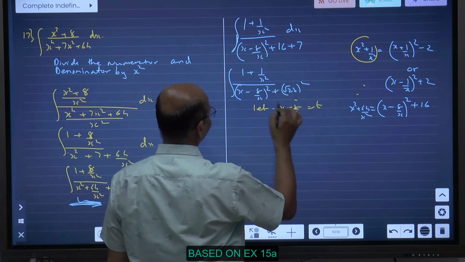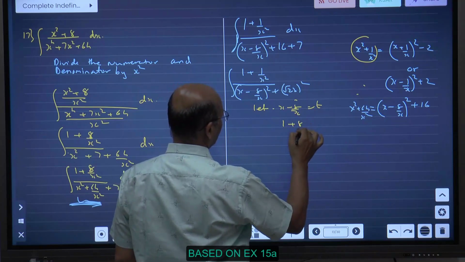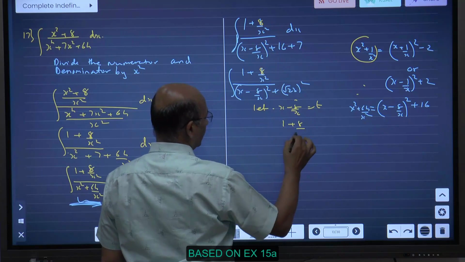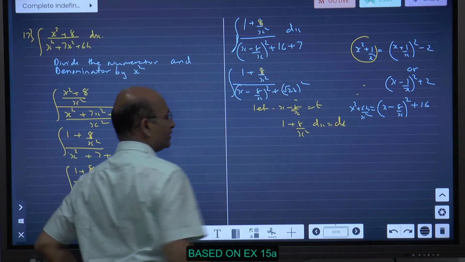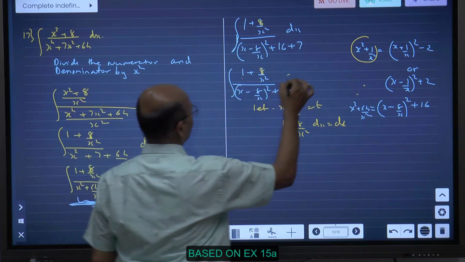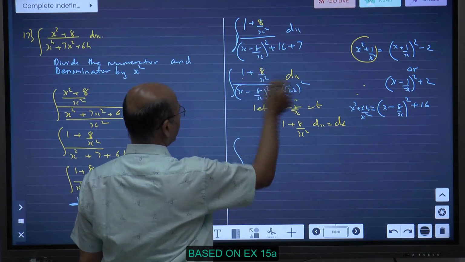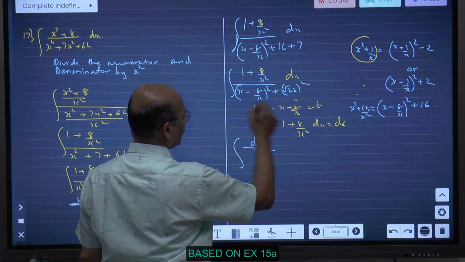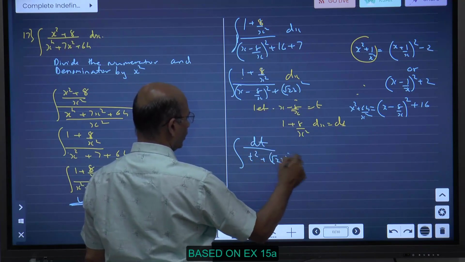This will be, I put x minus 8, so x plus 1 plus, this will be 8 here, don't worry, plus 8 upon x squared dx will be dt. Now, the idea of doing this is, when I use a substitution, I adjust the numerator. There is a numerator here, dx. So quickly, children, this will become dt upon the x minus 8 upon x is t. So t square plus root 23 whole square.